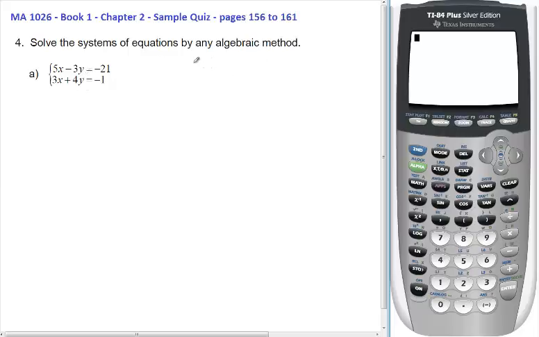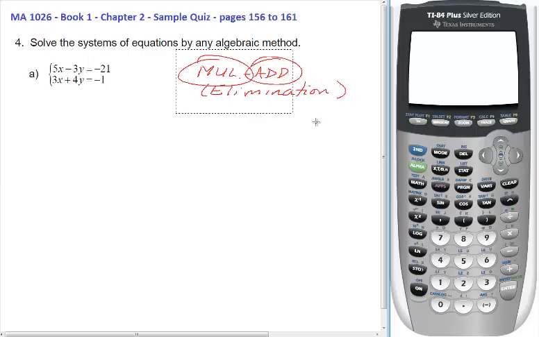Now it seems to be the favorite one is called the multiplication addition method, or often referred to as elimination, and that's the method I'm going to use today. This method implies we multiply, we add to eliminate. And that's exactly what we're going to do.